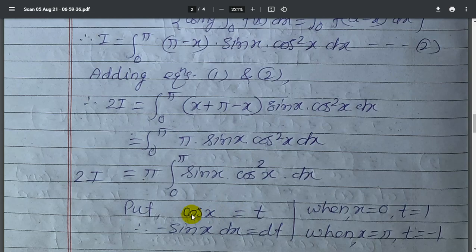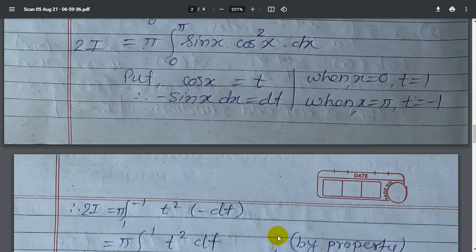After that we put cos x equal to t. Now differentiating with respect to x on both sides, we get minus sin x dx equal to dt, and change the limit also. When x equals 0, then t equals cos 0, but cos 0 is 1, therefore t equals 1. When x equals pi, t equals cos pi, but cos pi is minus 1, therefore t equals minus 1. So our new limit becomes 1 to minus 1, and sin x dx is minus of dt.